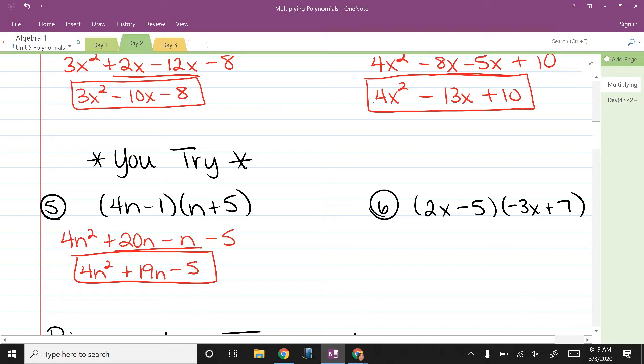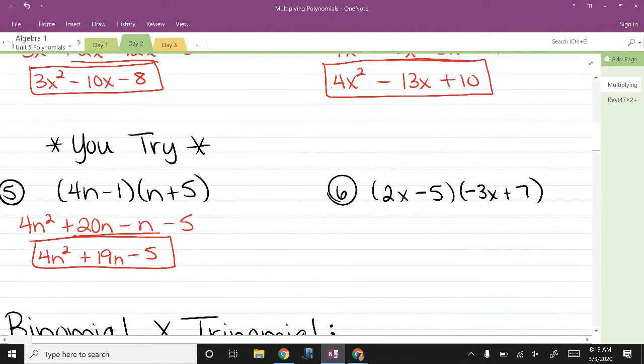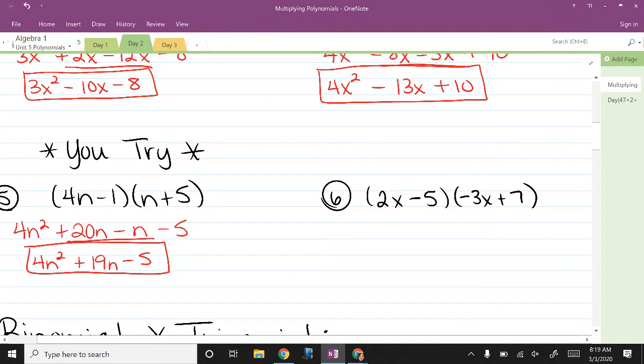Are there any questions? All right, number 6 is also a binomial times a binomial. So first, outer, inner, last. What's 2x times negative 3x? Negative 6x squared. Then you multiply 2x times what? Plus 7. So that is 14x. Good. Then what did you multiply?